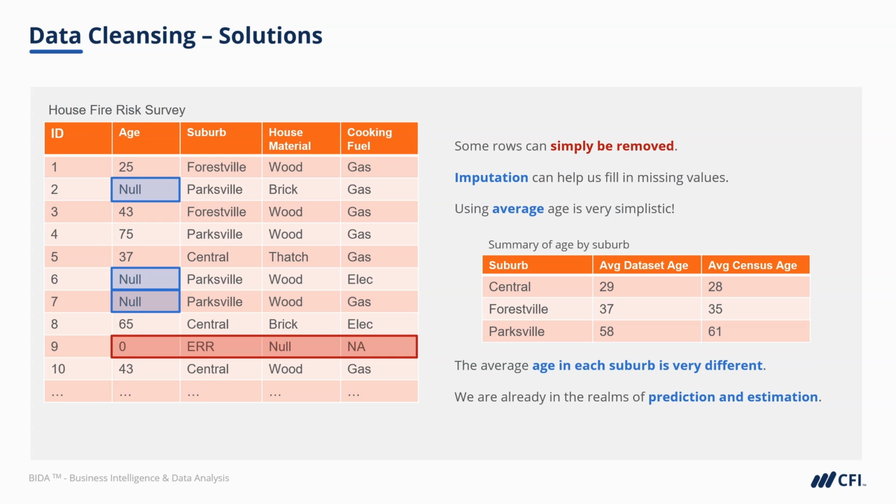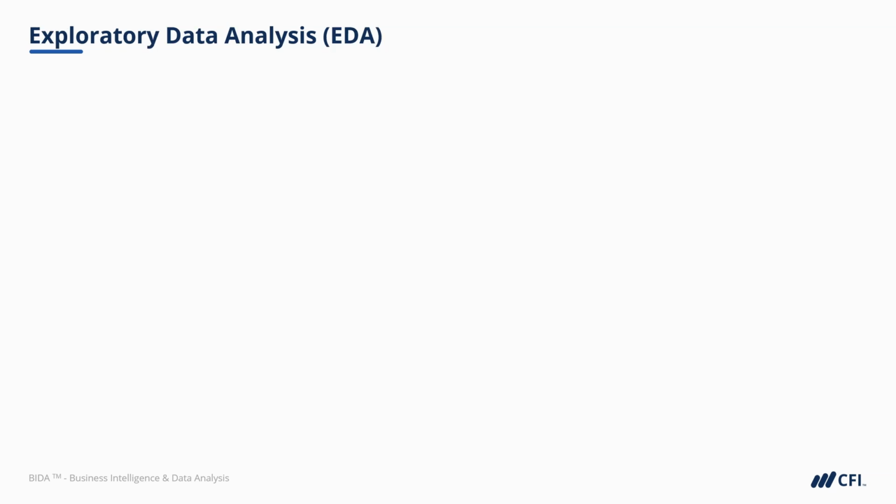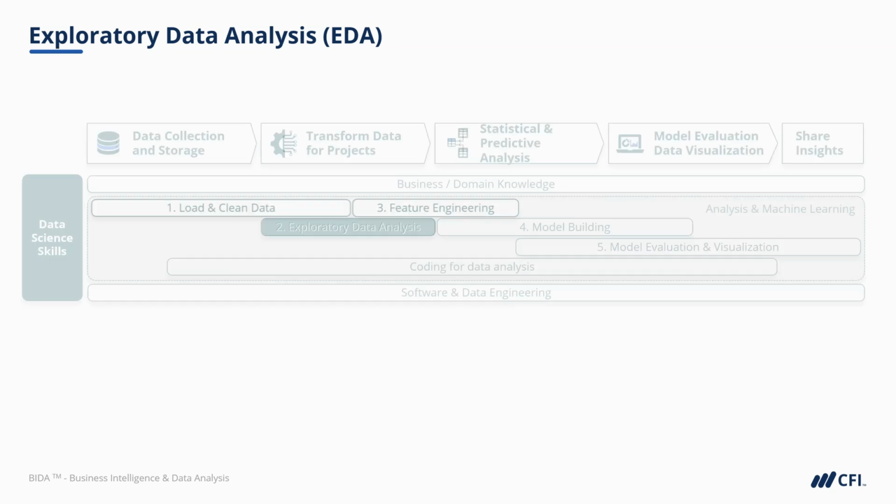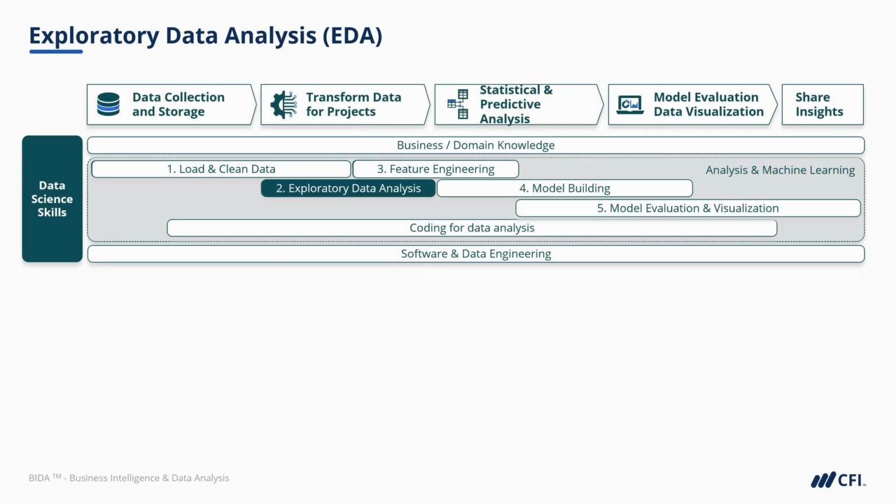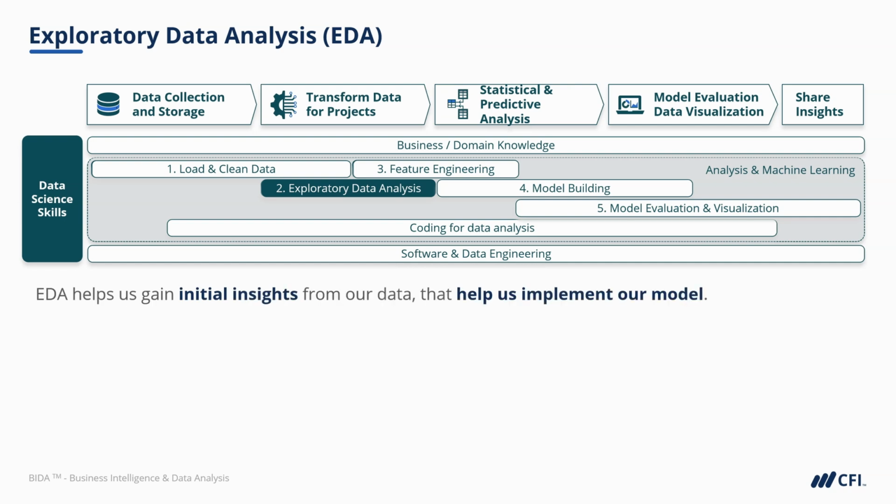So in summary, we have a few options to deal with errors in our data, from removing rows and features to more advanced techniques like imputation, which may help us draw insights from the rest of our data. Once our data is sourced and error-free, we can begin our exploratory data analysis, or EDA for short. EDA basically describes our journey to gain initial insights from data, and this might help us implement our model.